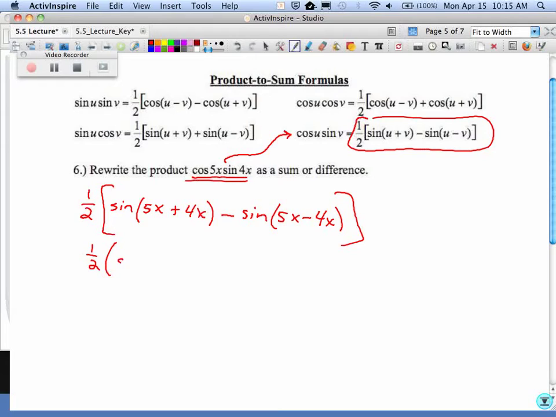So this is 1/2 sine of 9x minus the sine of x. What's 5x plus 4x? 9x. What's 5x minus 4x? 1x. Now some of you might write it differently: you can either distribute the 1/2 to each of them, or write it over 2, but we're done. That's all we're doing. All we did is follow the pattern.